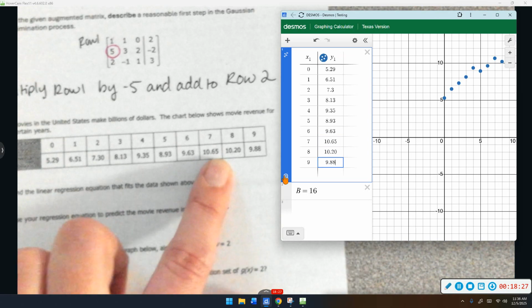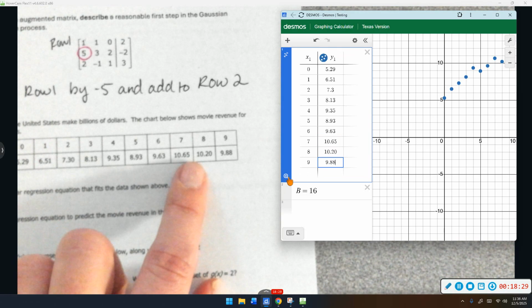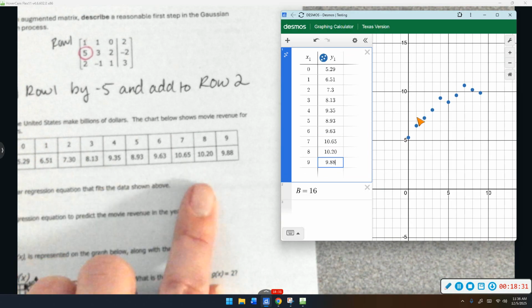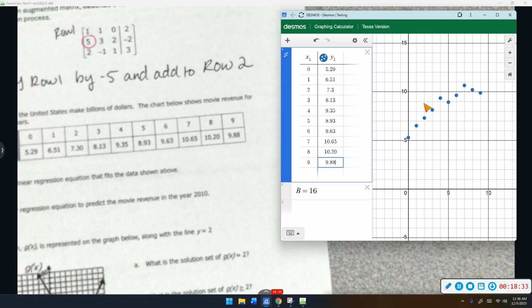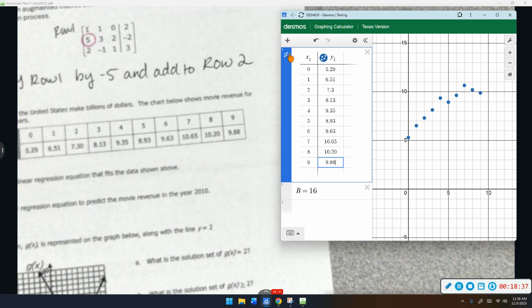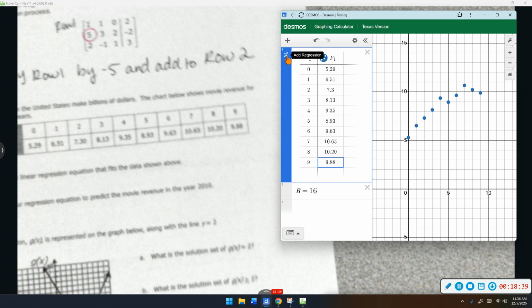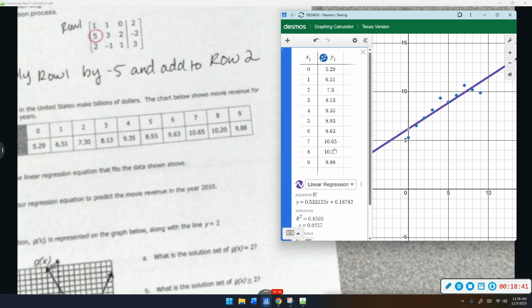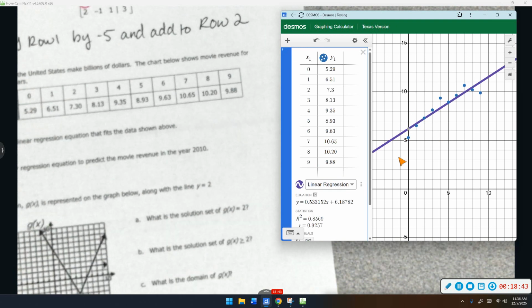All right, and then after we type it in, we can hit the little zoom fit. Okay, and then the quick way to get Desmos to do what we want. See this little button? Literally says add regression. We hit that. We want linear regression. Boom, there we go.